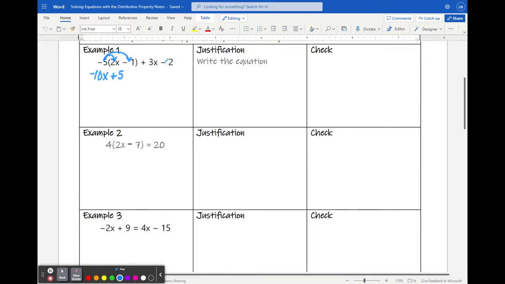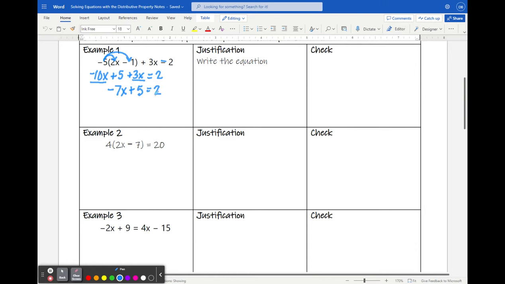Everything else here continues: plus 3x equals 2. I'm not sure why the equals 2 didn't show up, but that's what it says. At this point, I now have something that I recognize. I see like terms, a negative 10x and 3x, so I'm going to simplify those, or combine my like terms. If I have negative 10x and then I add in 3x, I'll have negative 7x. The 5 stays the same, it is a constant, and the 2 again stays the same. So the only thing I'm doing on this step is combining like terms.